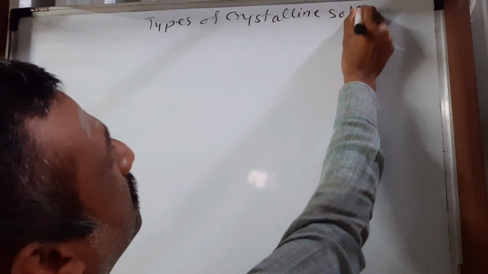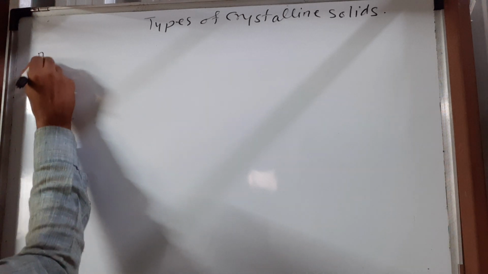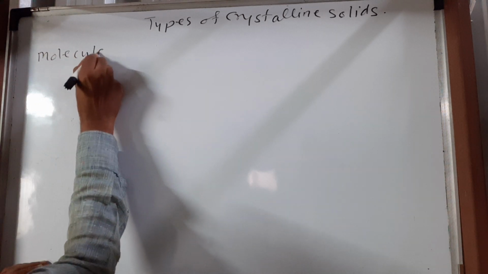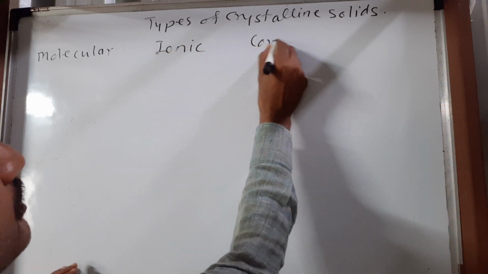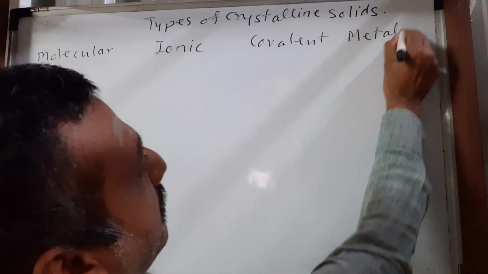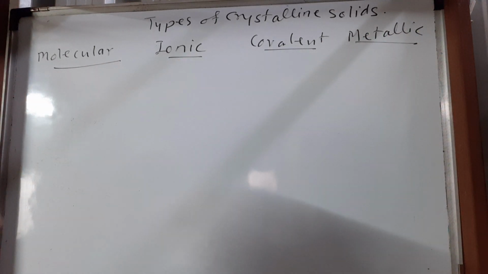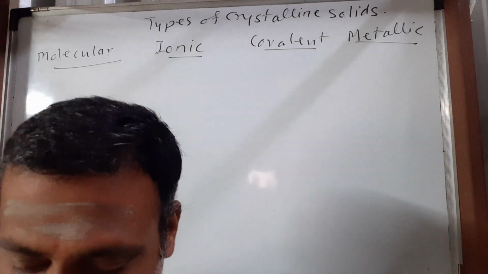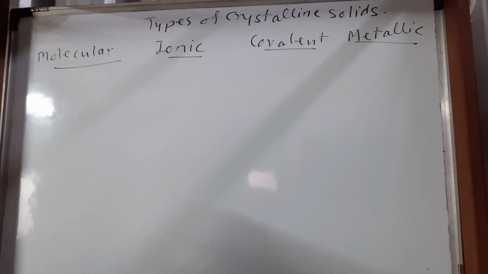Crystalline solids are either molecular solids, ionic solids, covalent solids, or metallic solids. So these are the four types of crystalline solids. If feasible, you can make notes of these things. Now let's see the properties of each one.